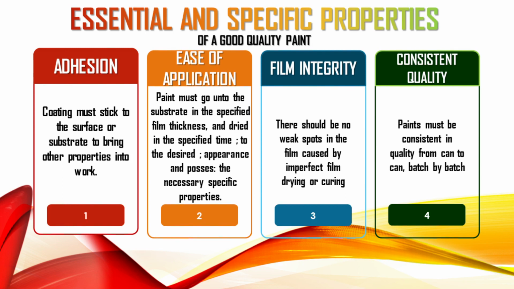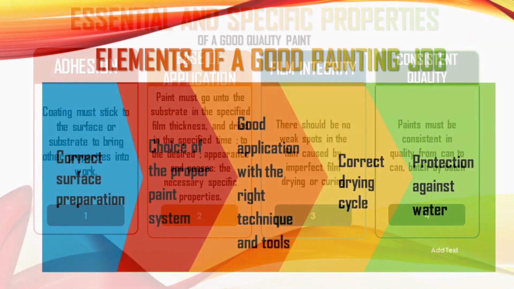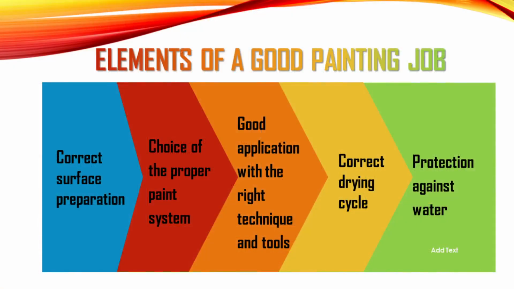For example, kitchen enamel must resist grease, heat, and repeated cleaning, while stucco or latex paint must resist water, alkali, and sunlight, and permit passage of water vapor, while swimming pool paints must have specific chlorine, water, and sunlight resistance. To attain a good painting job, we must consider these elements.